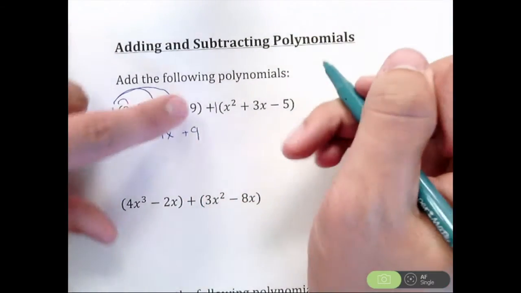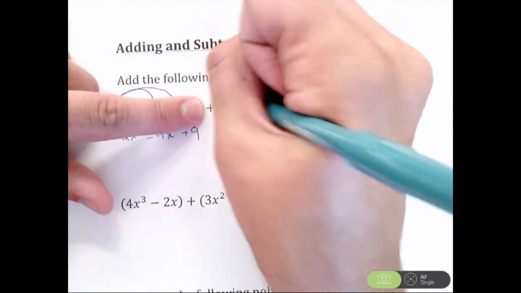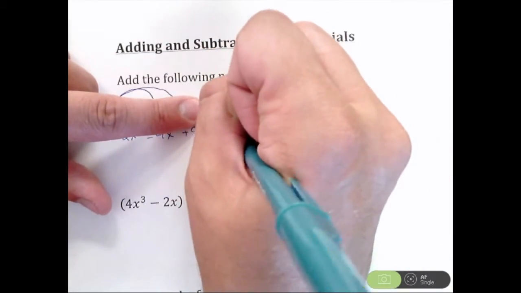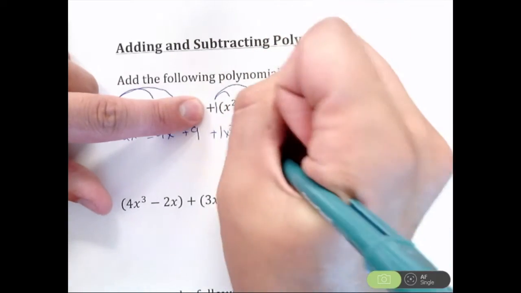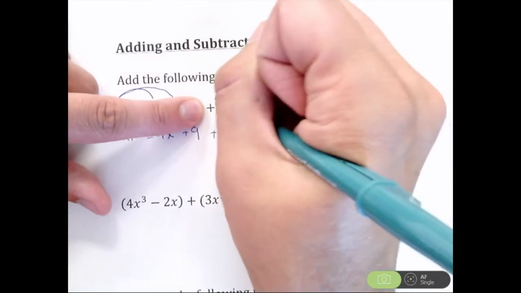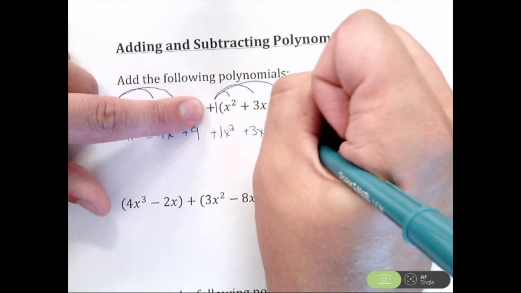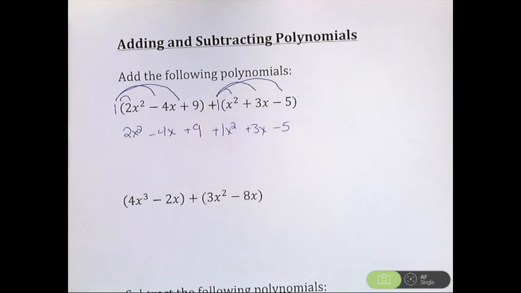Do the same thing over here. 1 times x squared is 1x squared. 1 times 3x is 3x. 1 times negative 5 is negative 5. So parentheses are gone. Here's the next and probably the most important step.